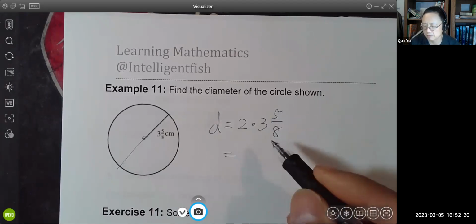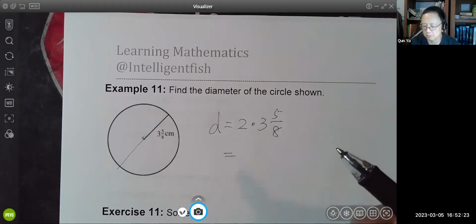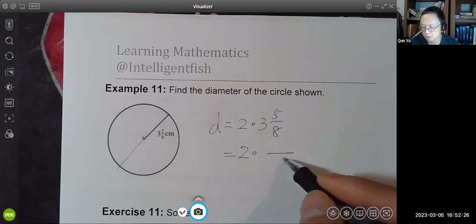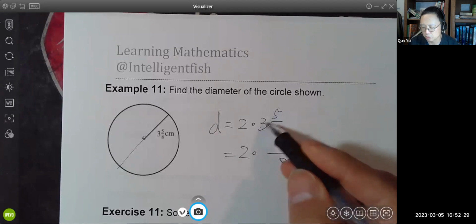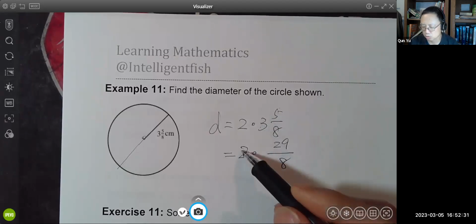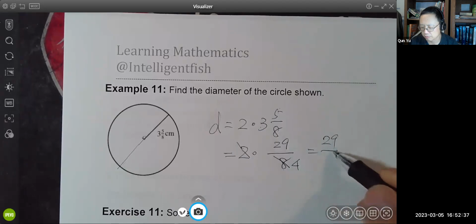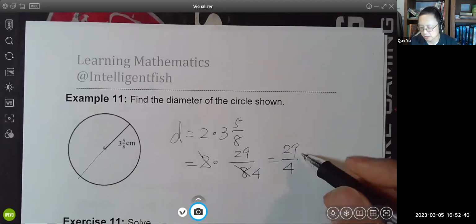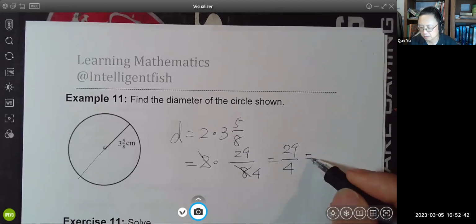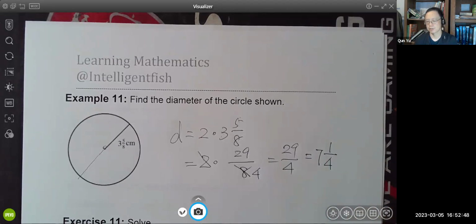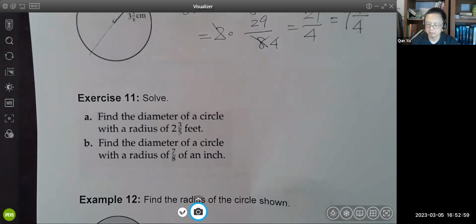So for multiplication with mixed numbers, we need to convert the mixed number into an improper fraction. Multiply and add: 24 plus 5, 29. But between 2 and 8, 2 can be cancelled. We get 4. So 29 over 4. 29 divided by 4 is 7, because 7 times 4 is 28. Remainder is 1. You can double check: multiply, add, that's 29. So the diameter is 7¼.